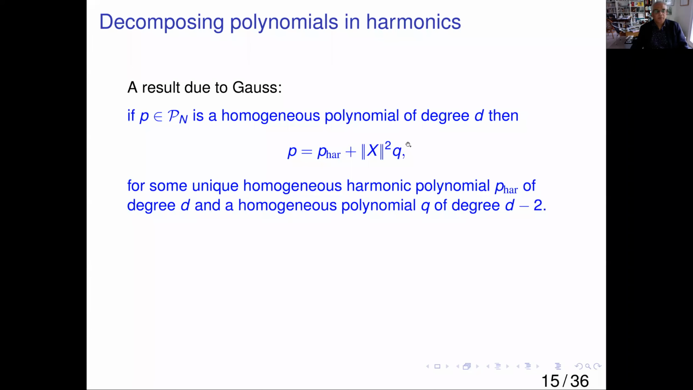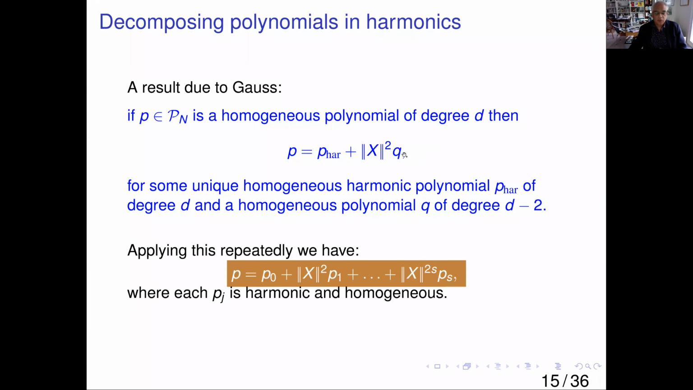So again, this goes back to Gauss: a homogeneous polynomial you can split as a sum of a harmonic polynomial and a polynomial of lower degree times the norm of x squared. Now, if we just run this machine repeatedly, you apply that same result of Gauss to Q. Q you can write again as a harmonic polynomial plus x squared times another homogeneous polynomial, not necessarily harmonic. If you apply this repeatedly, you end up with this kind of decomposition of P. First there is a harmonic polynomial P0, then norm x squared times a harmonic polynomial P1, plus norm x to the 4 times harmonic polynomial P2, and on it goes till you exhaust all the degrees.